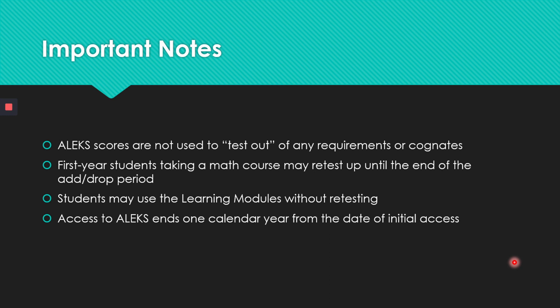And we're probably not going to do that to a student if they feel strongly that they don't want to take the more advanced class. They don't have to retest if they're worried about it. If they have some anxiety about testing, they don't have to do the testing. But if they want to increase their placement, then of course the testing is going to be required. And remember that they have access to ALEKS for 1 calendar year from the date of initial access. After that, they no longer have any access to the modules or retesting in ALEKS.